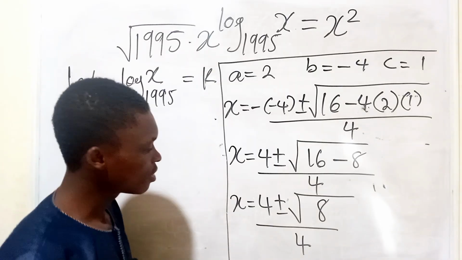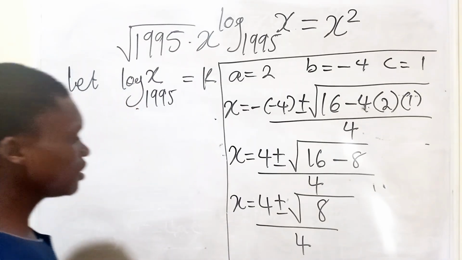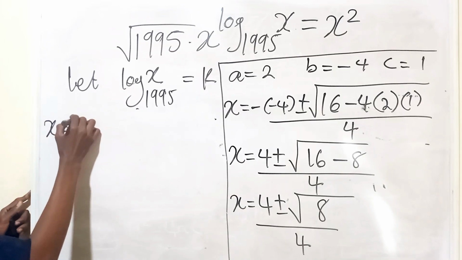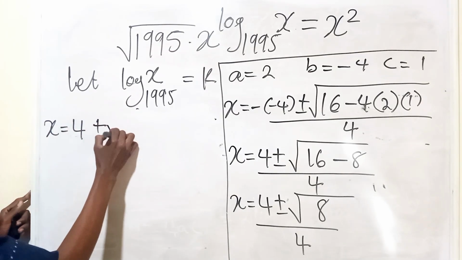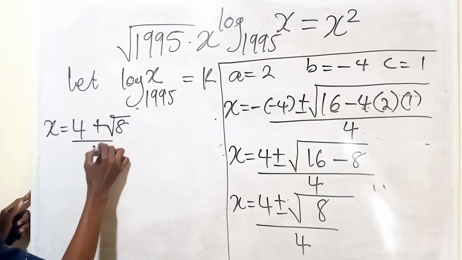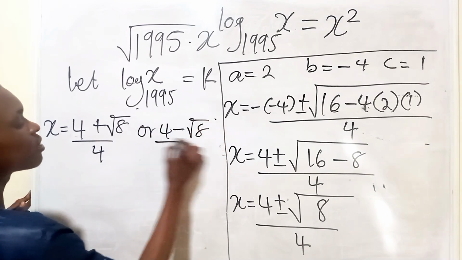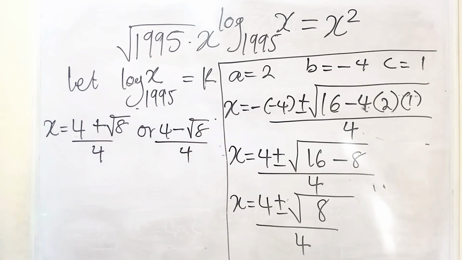All right, to solve this, let's finish this. We'll have that x equals 4 plus the square root of 8 all over 4, or 4 minus the square root of 8 all over 4. So we are having two values. So what do we do next?